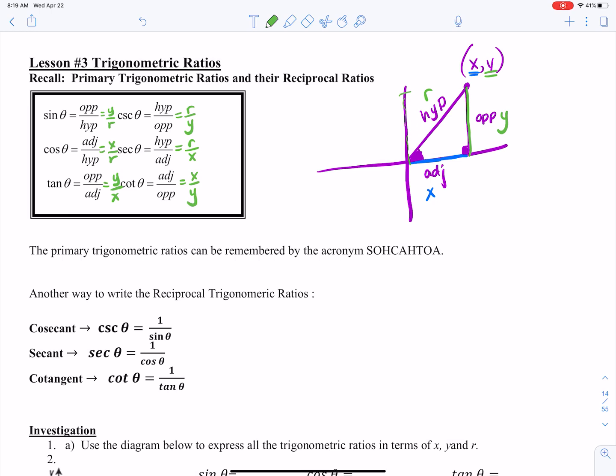And I know some of you might be wondering, well, why aren't you putting r as 1? The only time we indicate that r is 1 is if somewhere in the question it indicates it's on the unit circle. That's the only time r is 1. So I'm going to put a little note here. R is 1 on the unit circle only. So if it doesn't say so in the question, don't make that assumption.